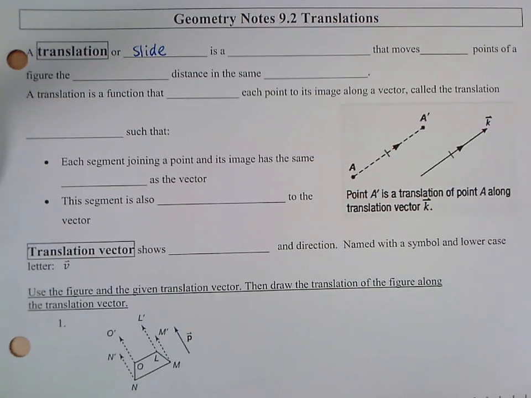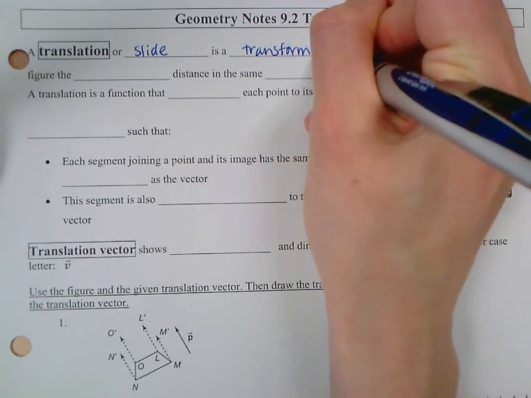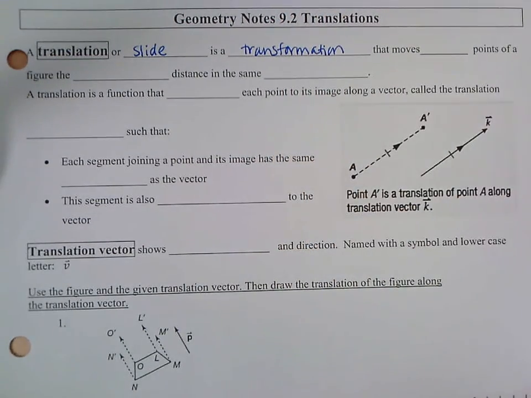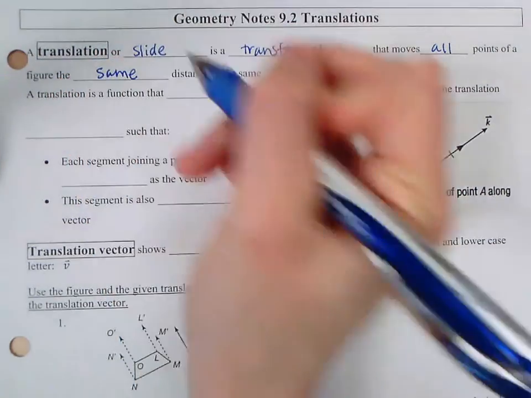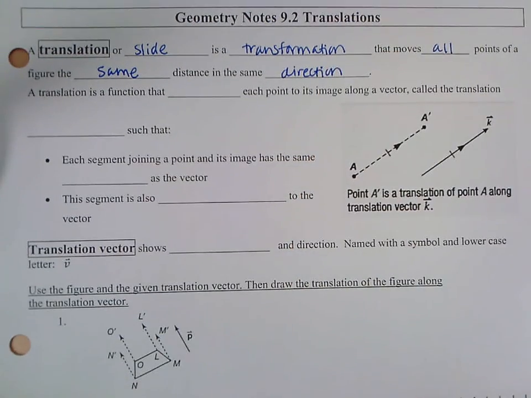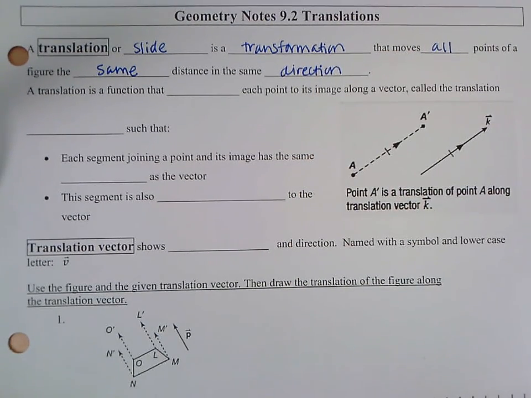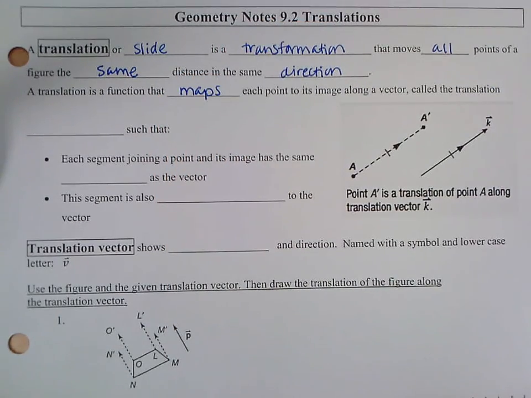So a translation or a slide is a transformation that moves all points of a figure the same distance in the same direction. And then a translation can be thought of as a function that maps each point to its image along a vector called the translation vector.